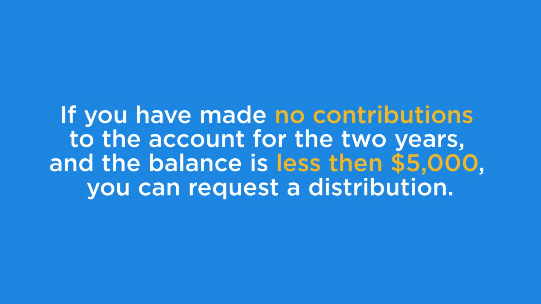There is also one additional way to access your FICA Alternative. If you have made no contributions to the account for 2 years and the balance is less than $5,000, you can request a distribution. So, for those who have subbed before becoming a full-time employee contributing to TRS, it's important to check to see if you have a FICA Alternative and exactly what the balance is.